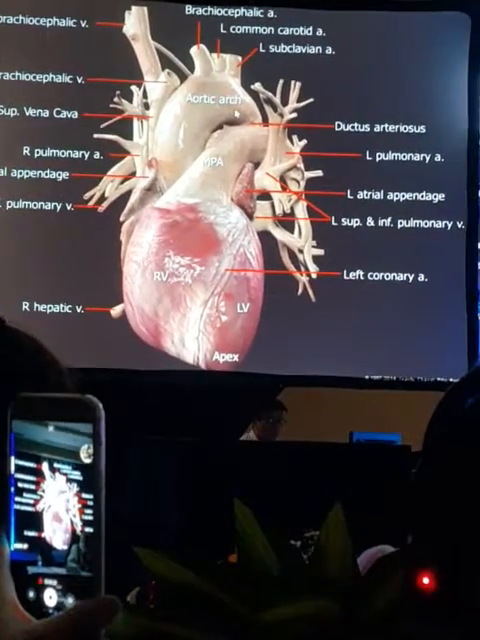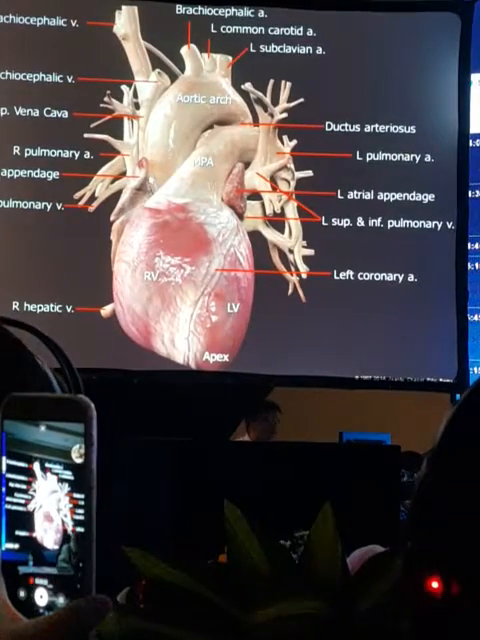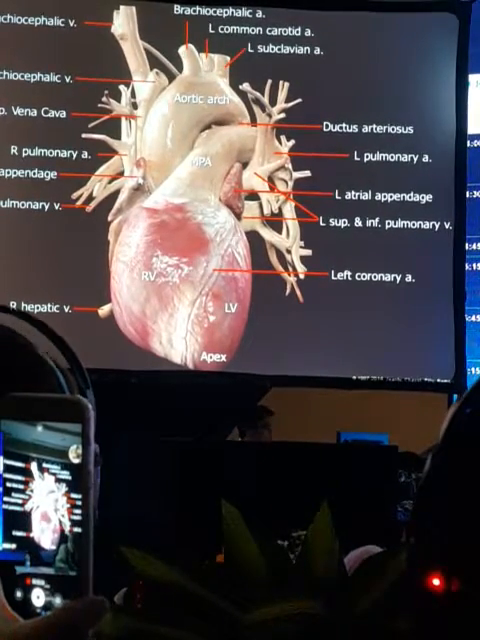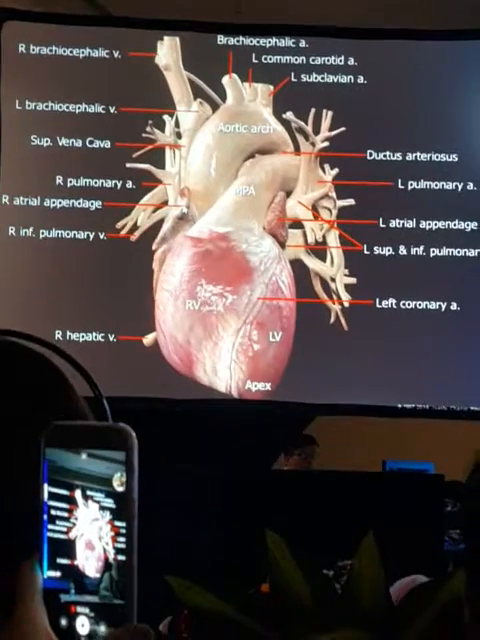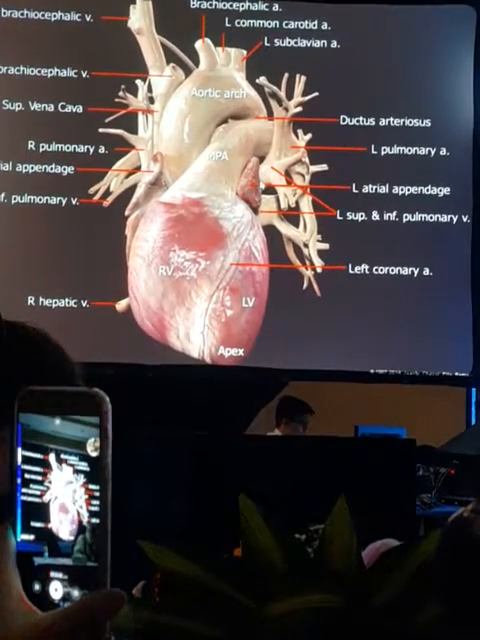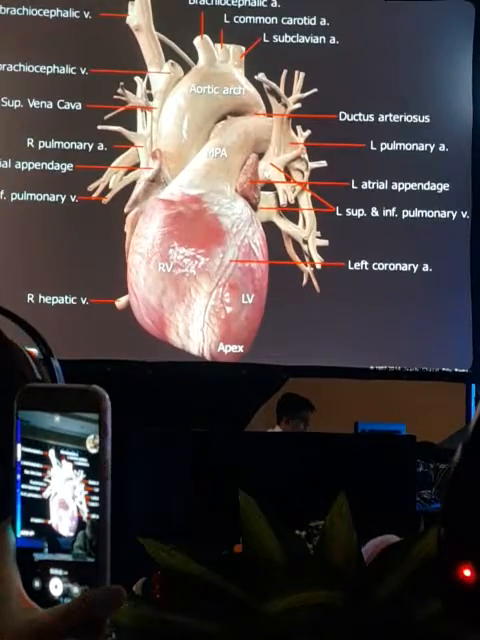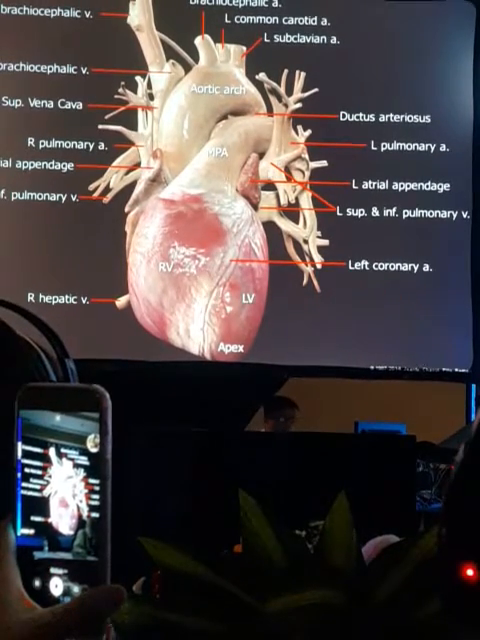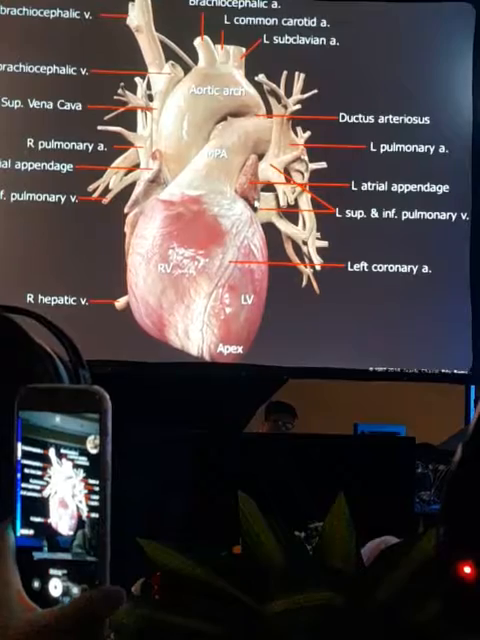Another thing you can see also here are the atrial appendages. This is the right and this is the left. You can also see that the pulmonary arteries here are more prominent than the pulmonary veins.